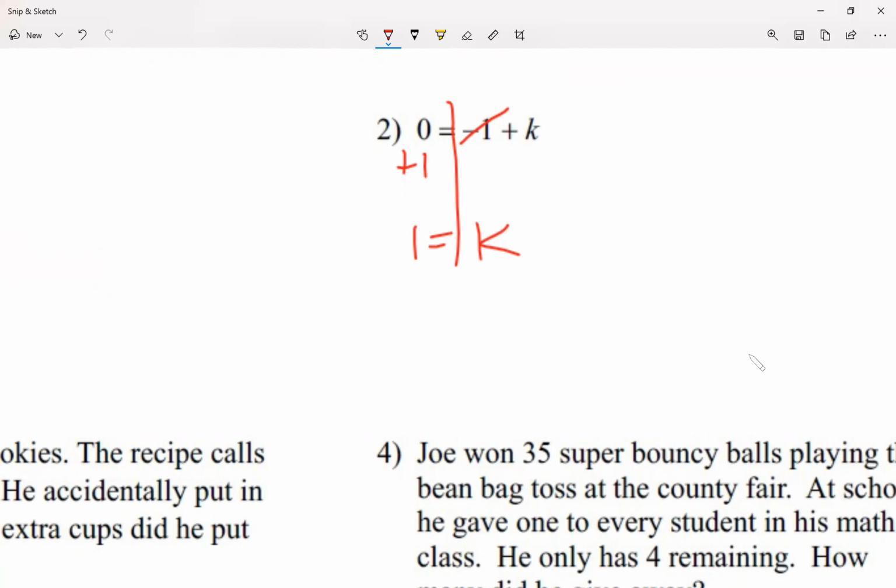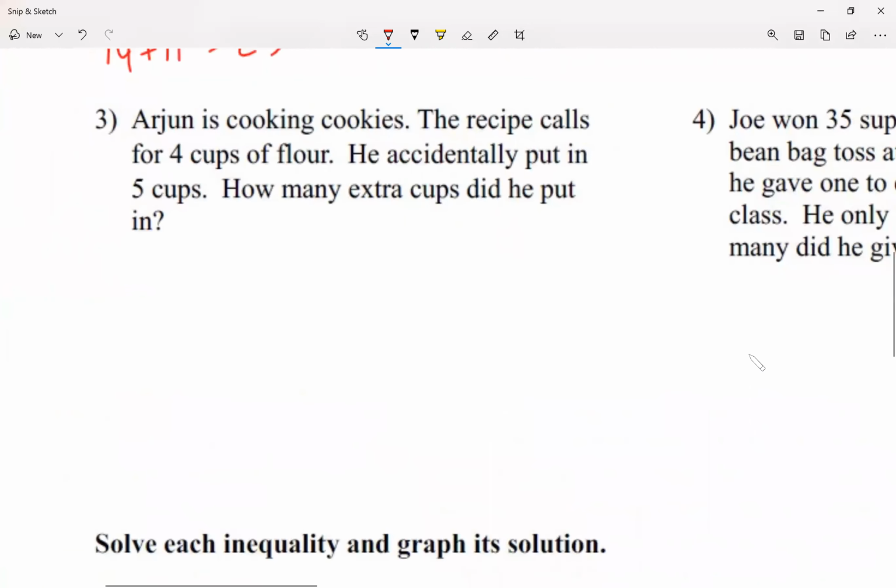Now, we can see this in words as well. Arjun is cooking cookies. The recipe calls for 4 cups of flour. He accidentally put in 5 cups. How many extra cups did he put in? Okay, so I'm going to say 4, right? I'm going to call this E for extra. So it's supposed to have 4, plus he added some extra cups. 4 plus extra happens to be the 5 cups that he put in. All right, so what's that E? Probably you guys can see it. 4 plus E equals 5.